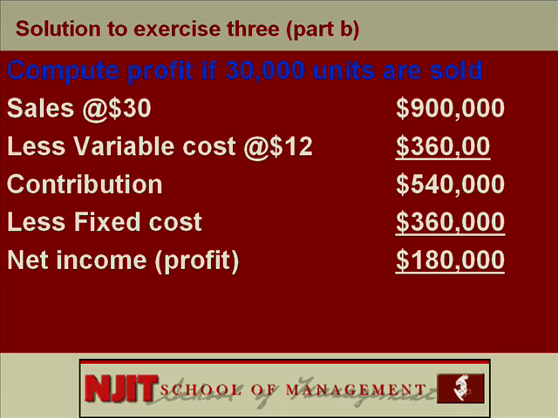There you go. At 30,000 units, sales is 900. Variable cost is 360. So the contribution is 540. If you knock off the fixed cost, your profit is 180,000.